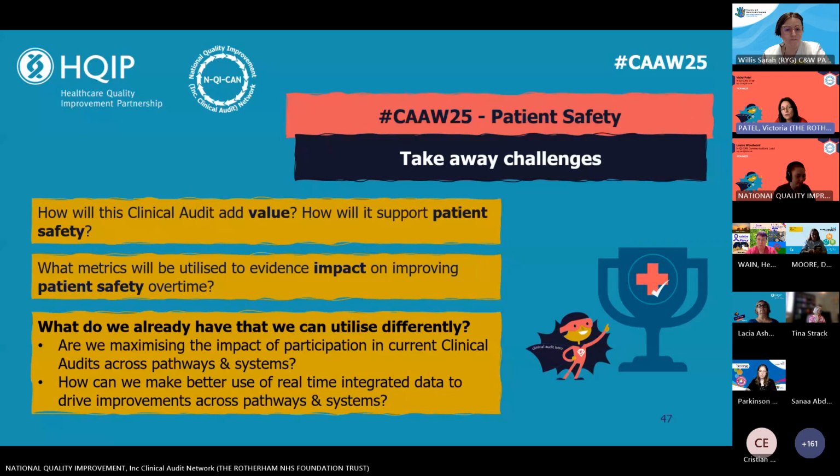And then last two questions really around, is this topic going to measure that pathway across the system working with partners? And finally, how can we effectively utilise clinical audit to drive that healthier future?